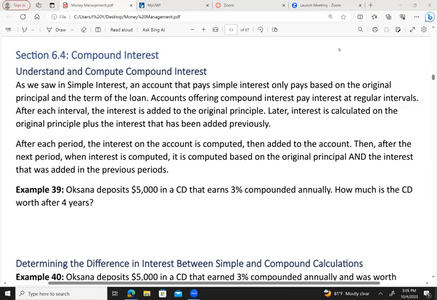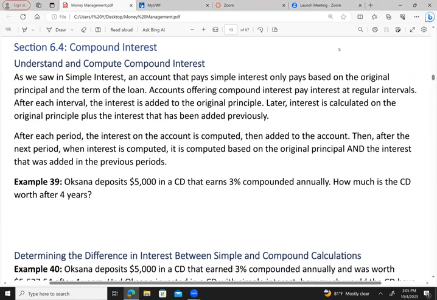Today we're going to look at section 6.4, compound interest. So we need to understand and compute compound interest. As we saw in simple interest, an account that pays simple interest only pays based on the original principal and the term of the loan.